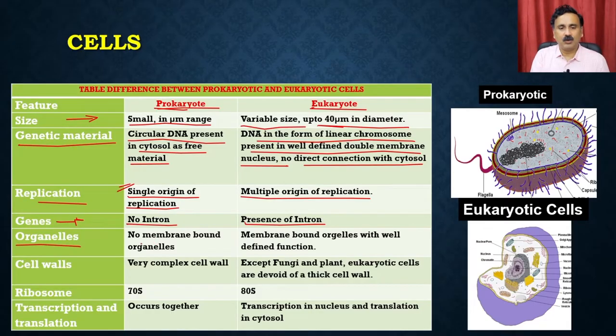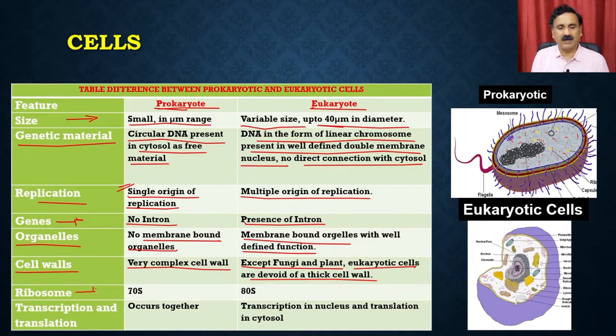Then the organelles. No membrane-bound organelle is present in the prokaryotic system, whereas in eukaryotes membrane-bound organelles with well-defined functions are present. You have different types of organelles: the nucleus, the mitochondria, the chloroplast, the endoplasmic reticulum, and so on. We are going to discuss all that in this module. Then the cell wall. There is a definite, very complex cell wall in the prokaryotic system, whereas in eukaryotes, except fungi and plants, the cells are devoid of a thick cell wall, which means animal cells are devoid of the cell wall, whereas fungi and plants have the cell wall.